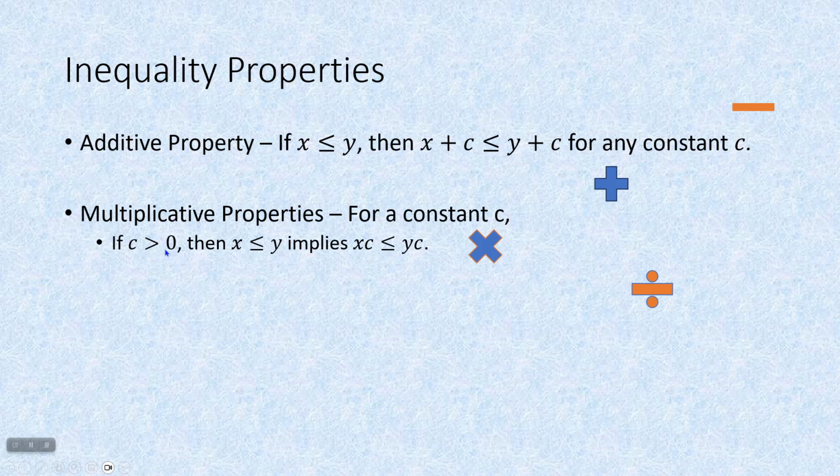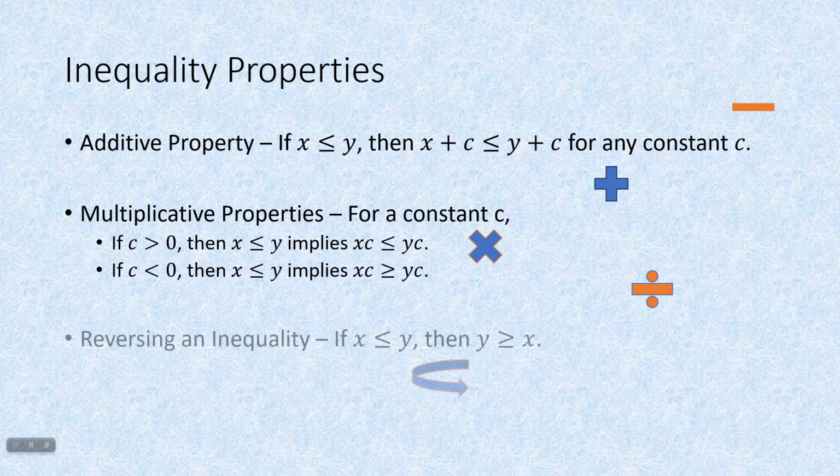For positive constants, the inequality stays the same. The only time we switch the direction of the inequality is when we have a negative quantity that we're multiplying by. If it's a negative quantity, it changes the direction of the inequality, and this is because of the way the number line's set up. Like 3 is less than 4, but negative 3 is greater than negative 4.